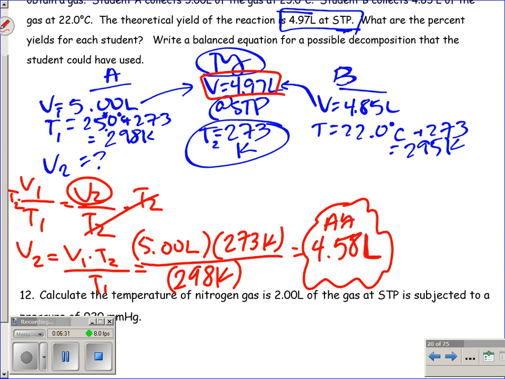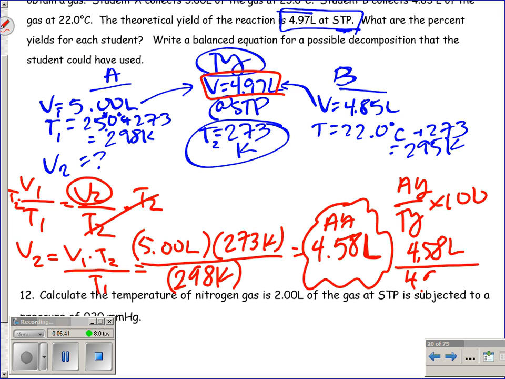You need to do your actual times 100. So 4.58 liters over 4.97 liters times 100, and what percent is that? 92 point what? 1%? No, that's right. That's good. We're done. That's student A's percent yield. Yeah, that's pretty good, right?